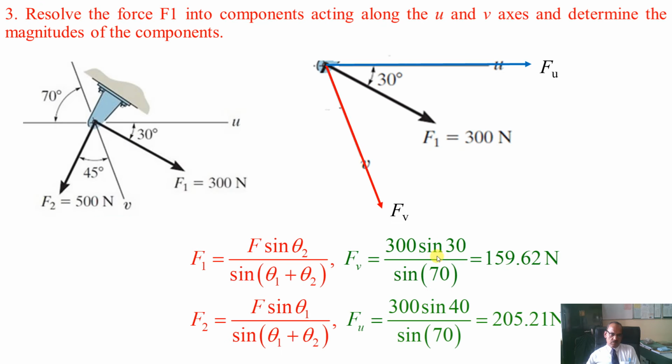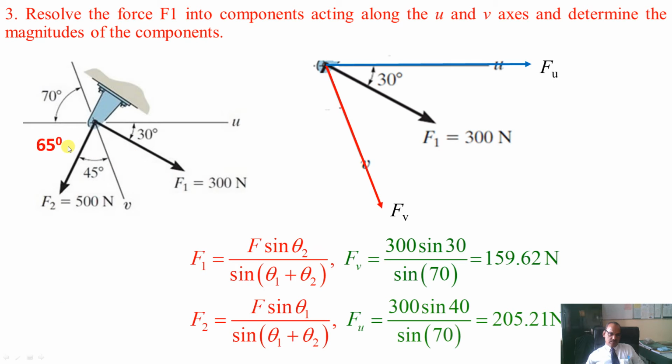Let us take one more numerical. Resolve the force F1 into components acting along the u axis, that is along the x axis, and the v axis. You see, this is the v axis, and determine the magnitude of the components. So you know this angle, you see this line and this line, so this total will be how much? 70. So what will be this angle?